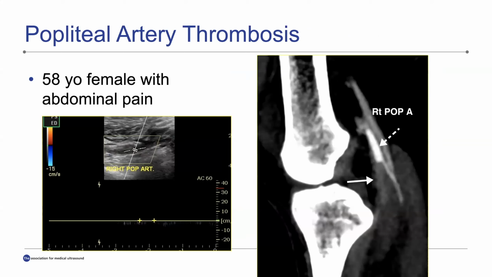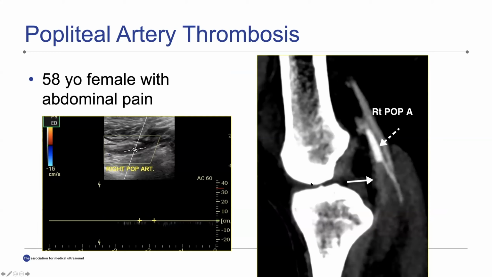In the same patient, we also noted that there was thrombosis of the popliteal artery. On the duplex exam, we have a longitudinal view of the popliteal artery. There's no color flow noted within the vessel. The sample volume is placed within the occluded artery, and we've angle corrected, and you can see there's no flow seen on the duplex display.